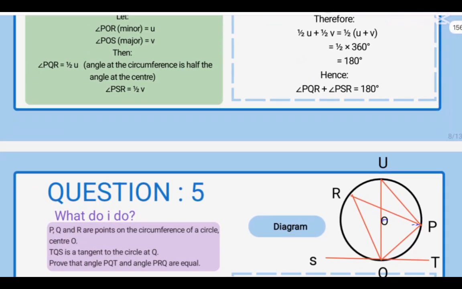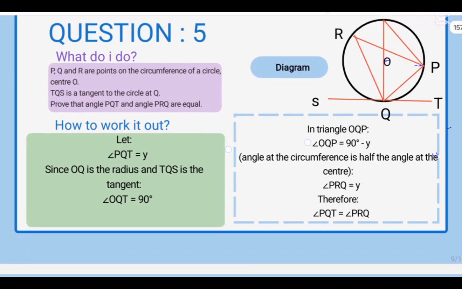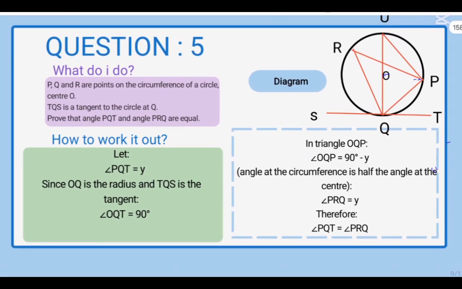Question number 5 here. That means we are looking at the 5th theorem. Very cogent ones. Now let's look at PQR on the points of this circle, and we have a tangent. TQS also is a tangent. Prove that angle PQT and angle PRQ are equal. So PQT, let's look at PQT. That is the angle here.